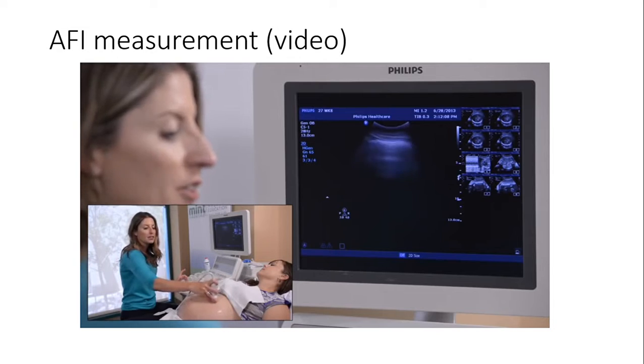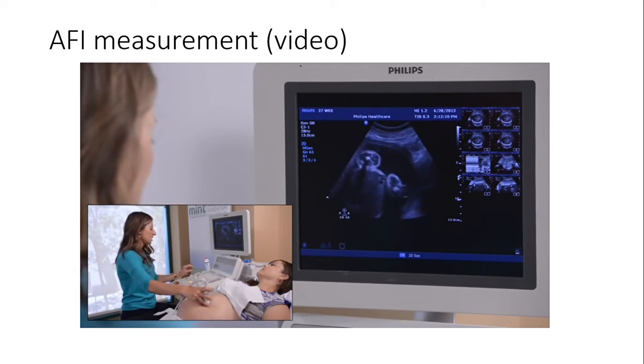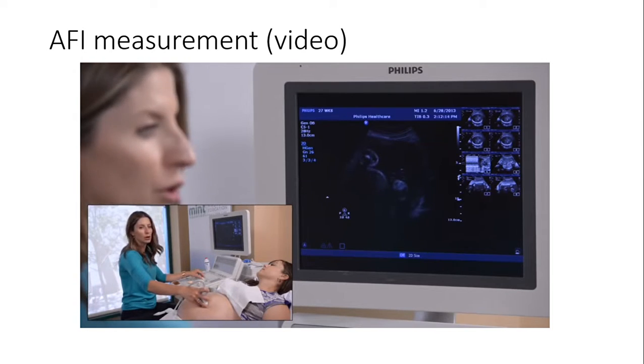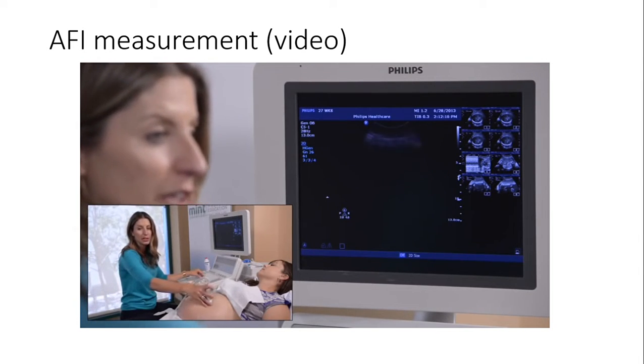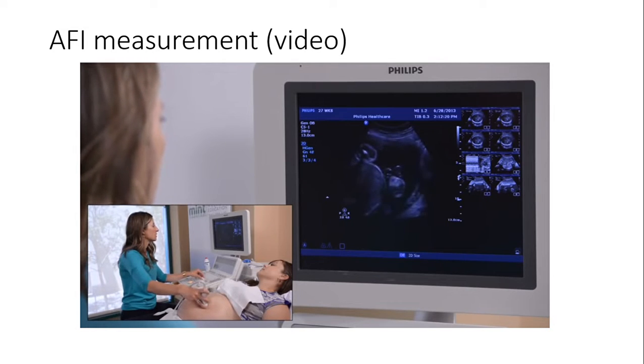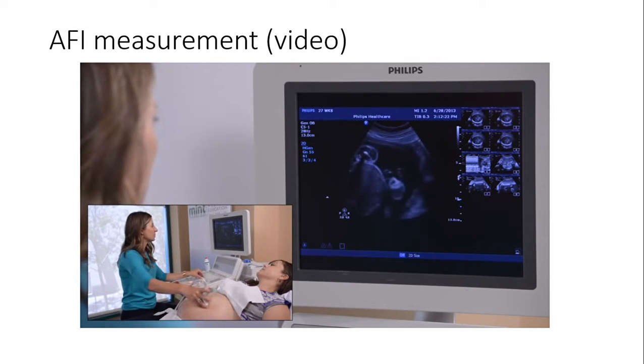Another thing to keep in mind is to not have your gain too low. If you have your gain too low, you can miss cord, and you can actually include some umbilical cord in your measurement, which is incorrect. So you want to turn your gain up enough to be able to see cord.